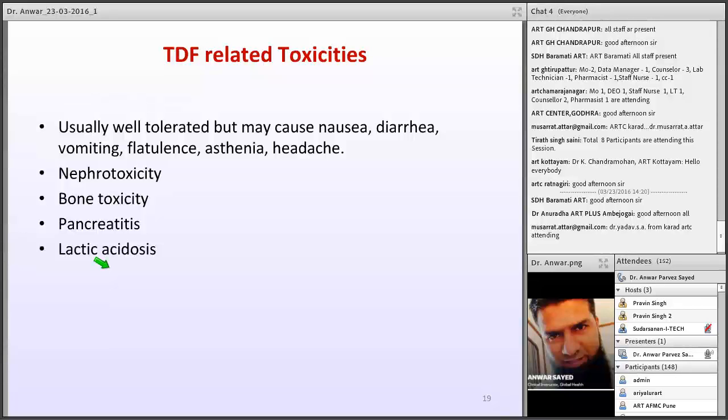Coming to the toxicities. Now, this is usually a well-tolerated drug, but may cause nausea, diarrhea, and vomiting, like many of the ARTs do. The specific or serious toxicities of this drug can be nephrotoxicity, bone toxicity, pancreatitis, and lactic acidosis. There are many others also, but I will not go into the details of each and every one, only a few major things we will be looking at.